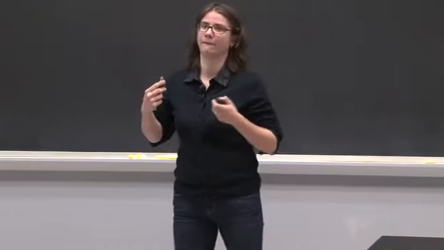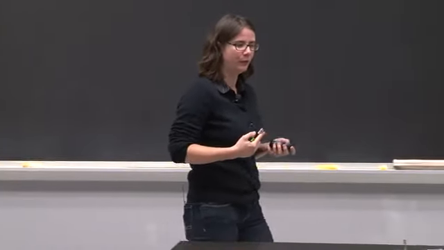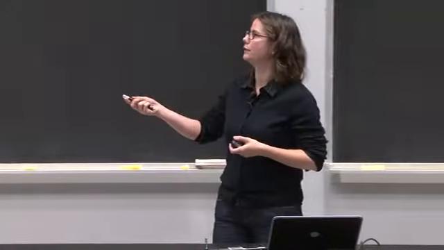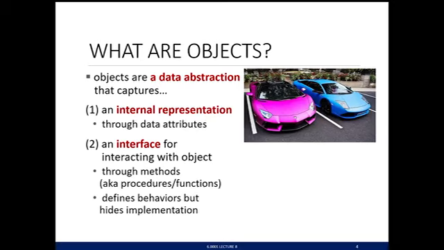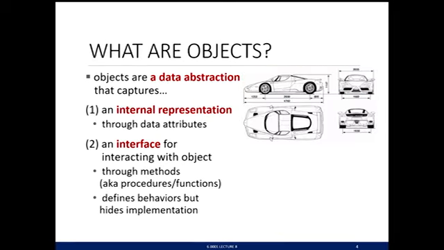So let's continue exploring what objects are. So let's say I have these two separate objects. One is a blue car, one is a pink car. So objects are really data abstractions. So these two cars can be created by the same blueprint. Okay? This is a blueprint for a car. And if an object is a data abstraction, there's two things that this abstraction is going to capture.